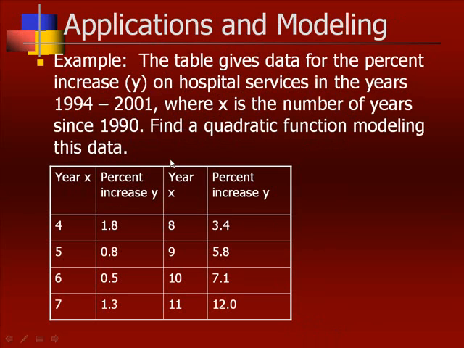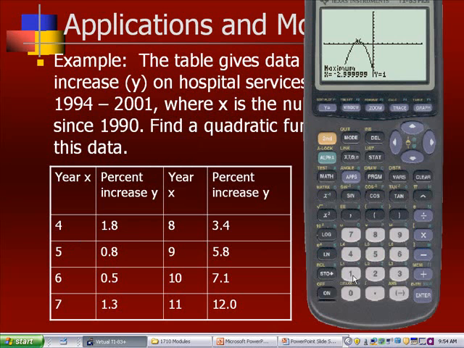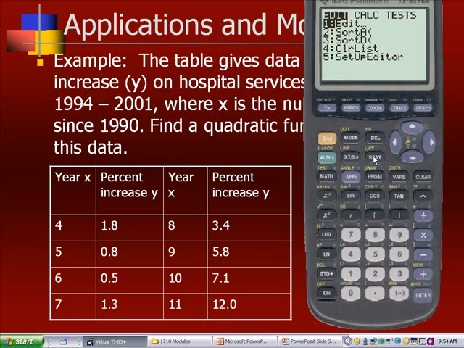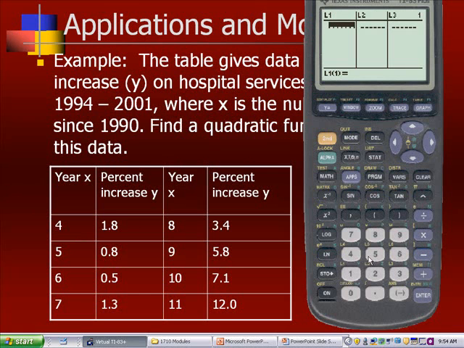Okay, now let's do an application. The table gives data for the percent increase on hospital services in the years 1994 to 2001, where x is the number of years since 1990. Find a quadratic function modeling this data. So we've got 8 different data points. So we're going to go into our calculator, like we did for the linear regression. We're going to go to Stat. We're going to choose option number 1, which is Edit.